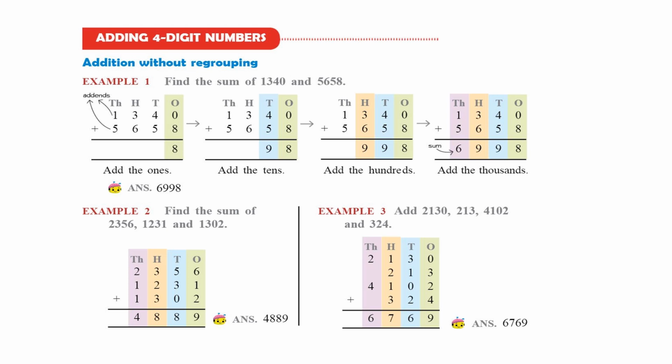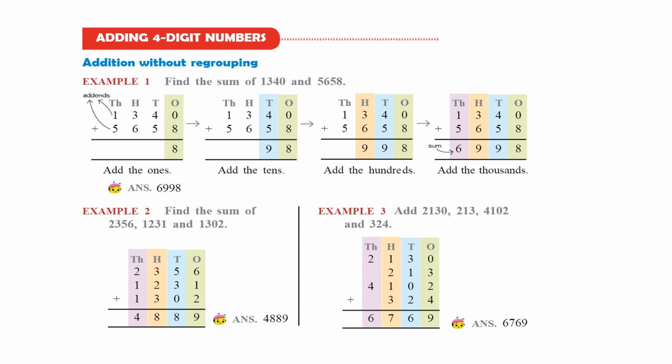Once the ones digit is over, we move on to the tens digit. What is there in the tens digit? 5 and 4. 5 plus 4 is 9. So we write 9 in tens place. Then third step, we move on to hundreds place. 6 and 3, add 6 and 3, we get 9. Then we move on to thousands place. 5 and 1. 5 plus 1 is 6.